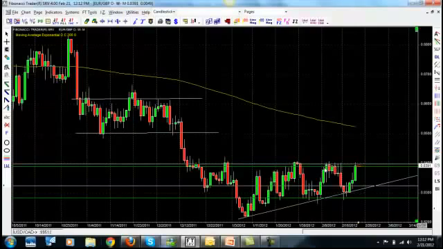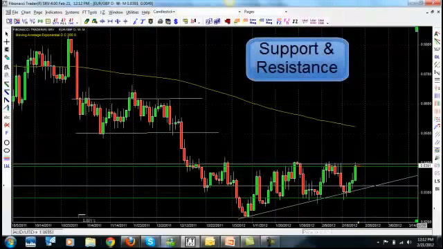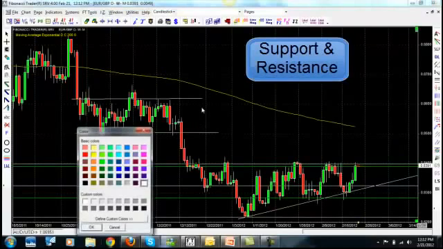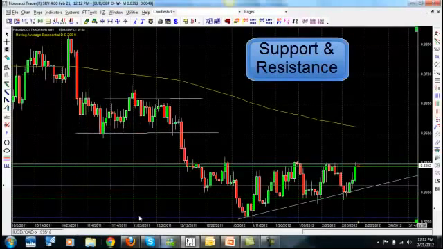I want you to think about currency pairs and these price levels, which we call ranges, as an apartment building. Let's say this is a 10-story apartment building, and we're going to put a line here, and I'm going to color this so you can see it. We're just going to say this is a floor. This is the ground floor.